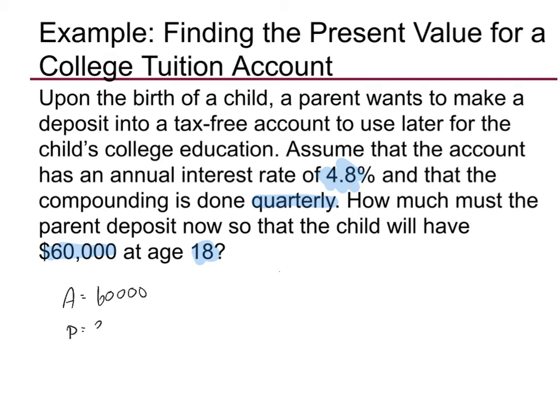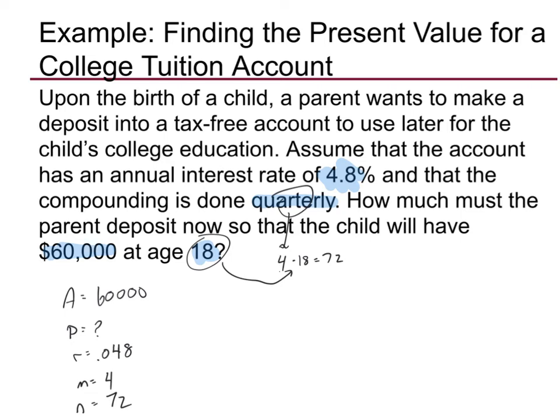P is the amount that we're looking for. How much do I need to invest? R, the interest rate, is 0.048. M, the number of compounding periods, is 4 because it says quarterly. And finally, N, how many times is that interest going to be added onto my account? So if it's quarterly for 18 years, 4 times per year for 18 years, 4 times 18 is 72.